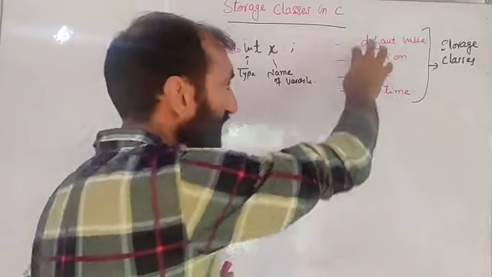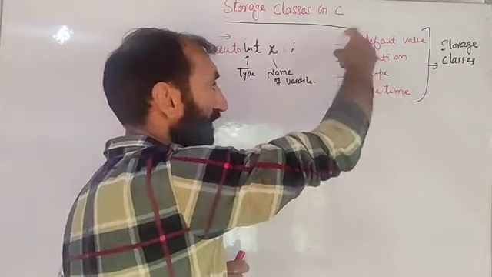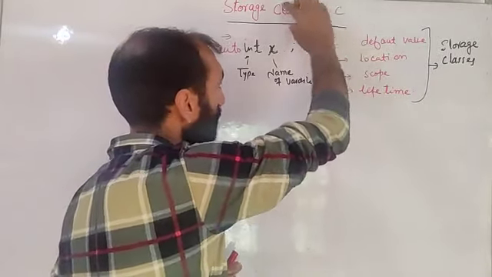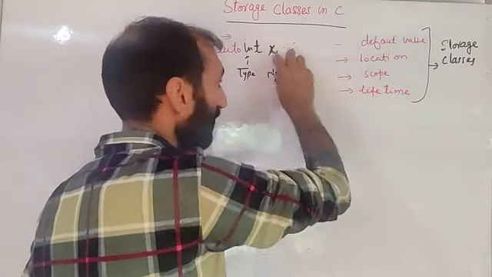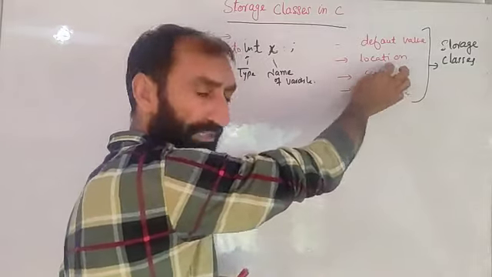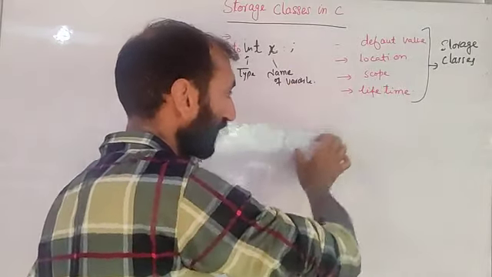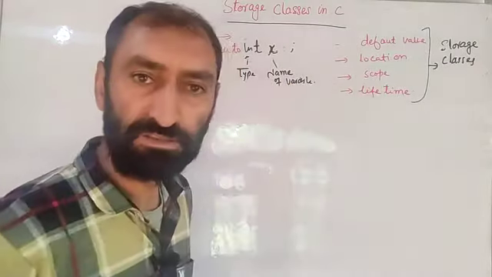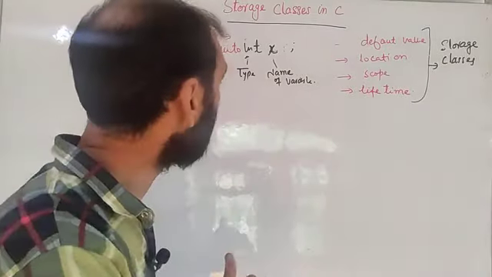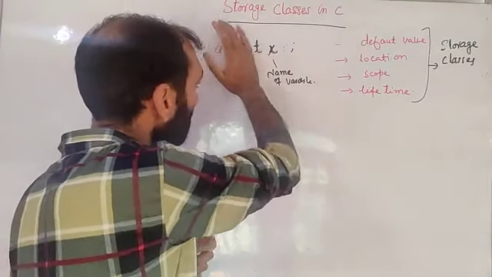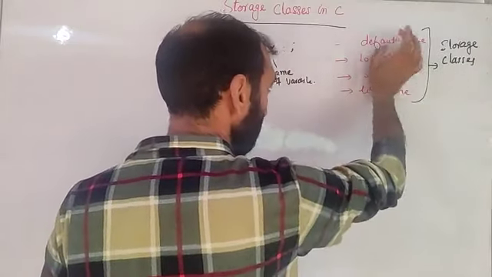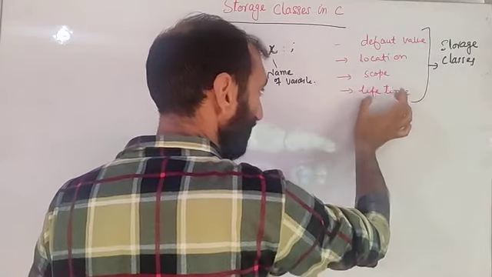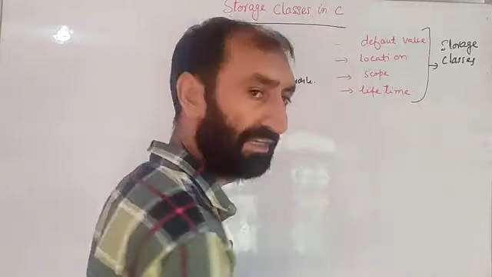Storage classes contain this information. Through these storage classes, we know what is the default value of the variable, what is the location of that variable, what is the scope of that variable, and what is the lifetime of that variable. So we can say that these 4 properties, default value, location, scope, and lifetime, depend upon the storage classes.